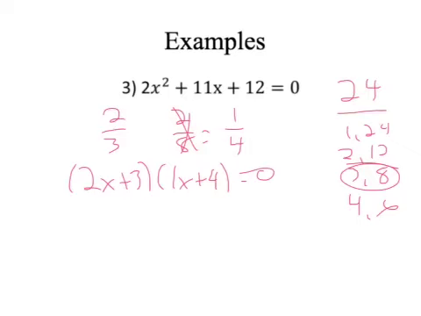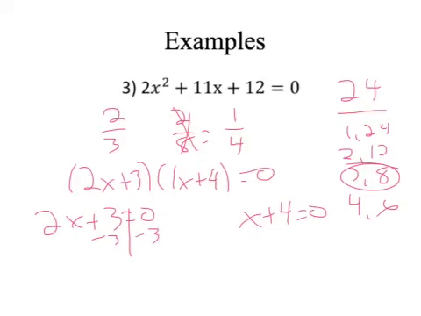Alright, now we have our two binomials. We need to separate them, set them equal to 0. So 2x plus 3 would equal 0, and x plus 4 would equal 0. Now this first binomial, 2x plus 3 equals 0, we're going to have to do a two-step equation. So to do that, you always want to move your constant first, or the number without the variable. So we're going to want to subtract 3. So we have 2x is equal to negative 3, and divide by 2.